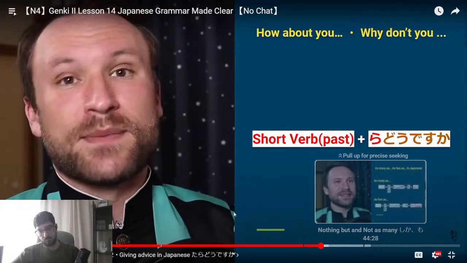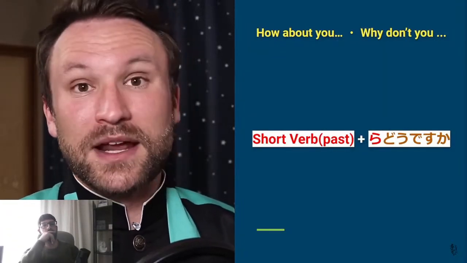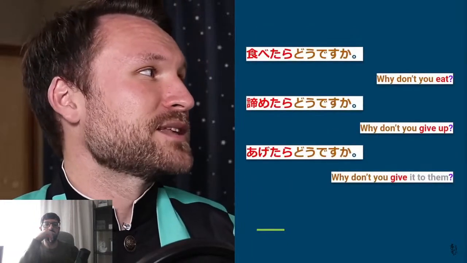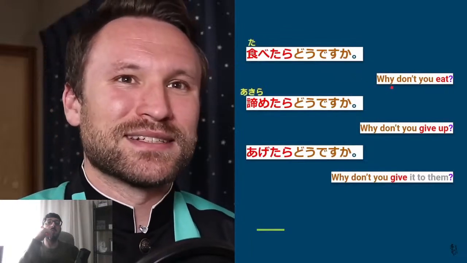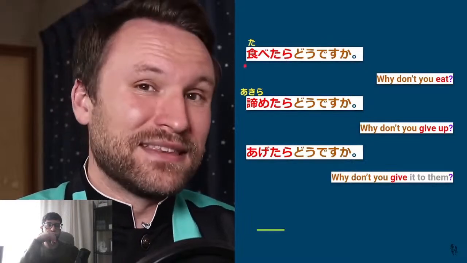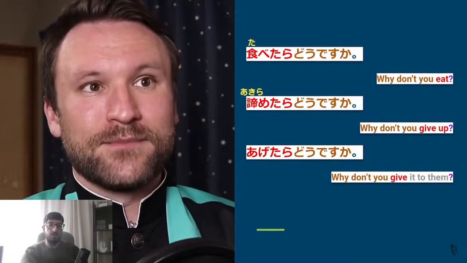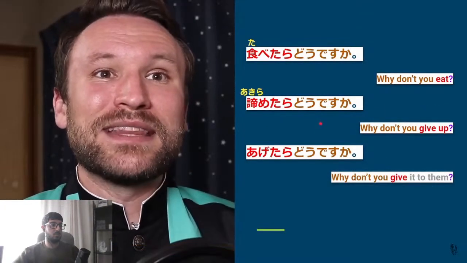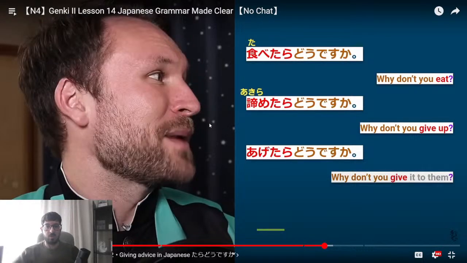In informal speech, you can drop the です か, of course. That actually showed up in our very first dialogue this week. It's very common. Let's go over some example sentences so that you can get a better idea. My sentence that I was just talking about, 食べたらどうですか? Why don't you eat? Literally, how about if you eat? That's where たら comes from. It's a short past with ら. Okay, that's what he said earlier.